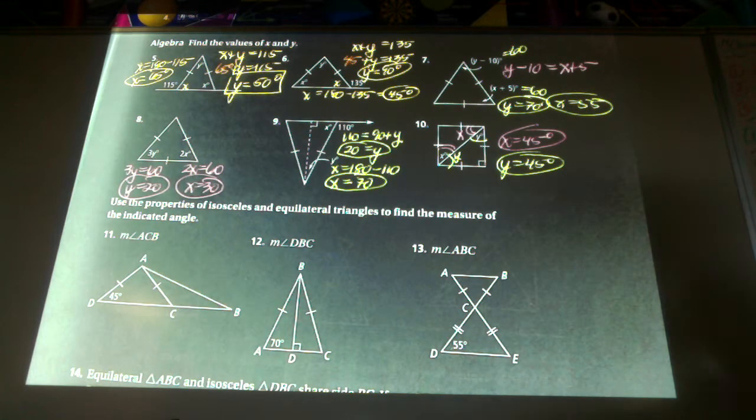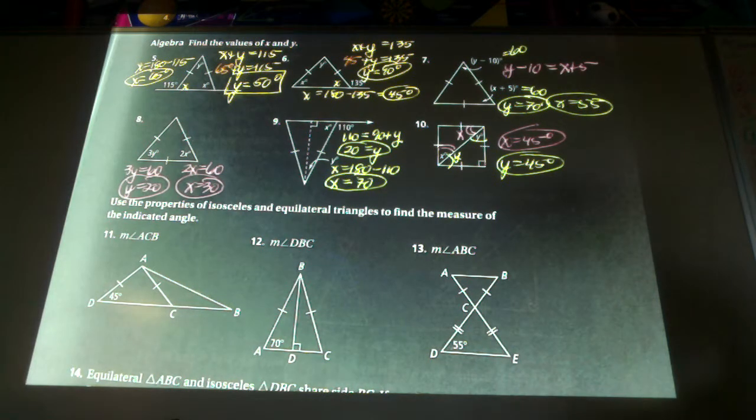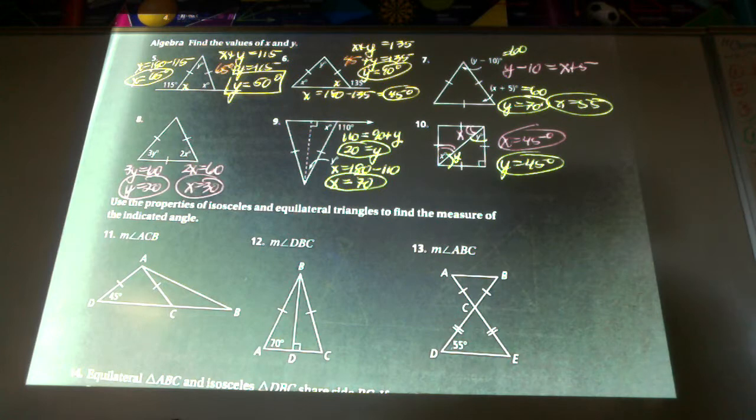Now, 11, 12, and 13, find all of those on your own. 11, 12, and 13, find the indicated angle that's up here. So I want you to do that all by yourself.